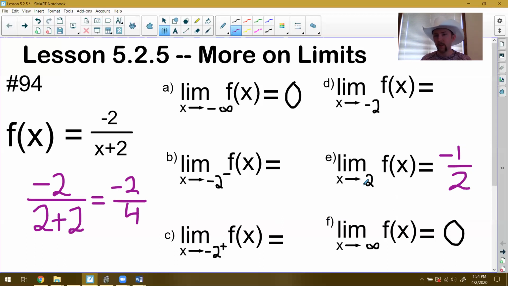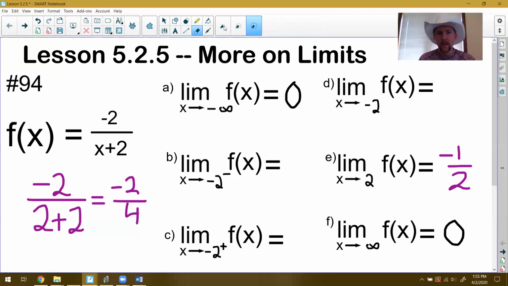Because that basically means that we have a continuous function at that point, x equals 2. So when it's continuous, when you plug the x value in and it works out fine, that's going to be your two-sided limit, unless you have a piecewise function. And we'll talk about that way later on. Then we have to check both sides. So letter E, negative 1/2 is my two-sided limit as x approaches 2 in this case.